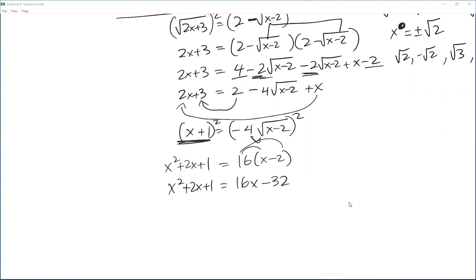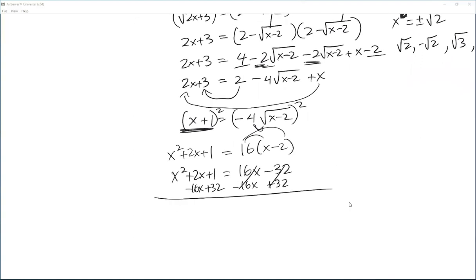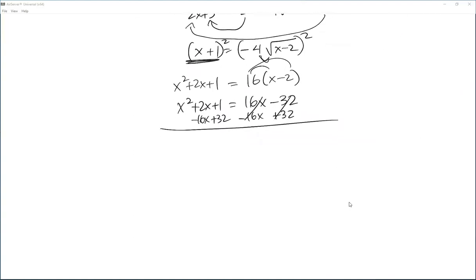Then you see that there's a quadratic, so put it in standard form. Okay, so to solve this, you'd subtract the 16x, add the 32. So just get used to this part. Recognize that there's a square. So if there's a square, make it a quadratic. Okay, so it's what? X squared minus 14x plus 33 is equal to 0.